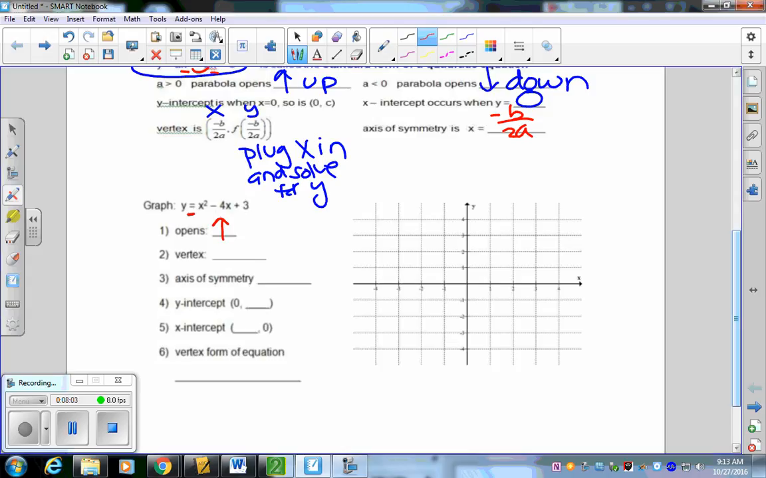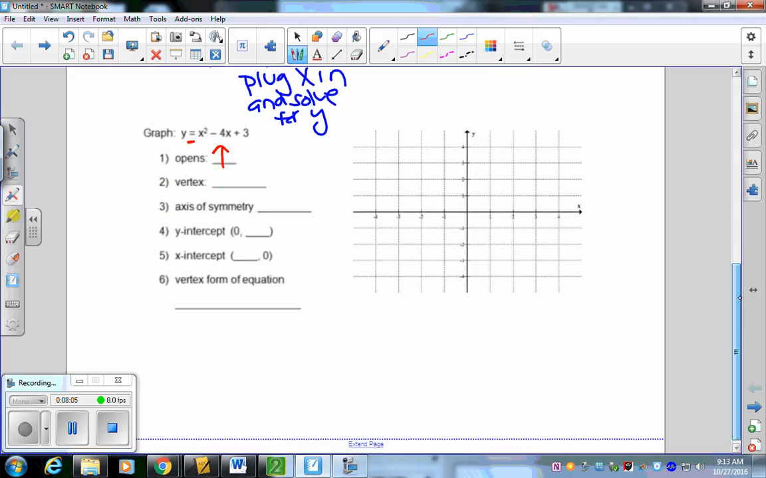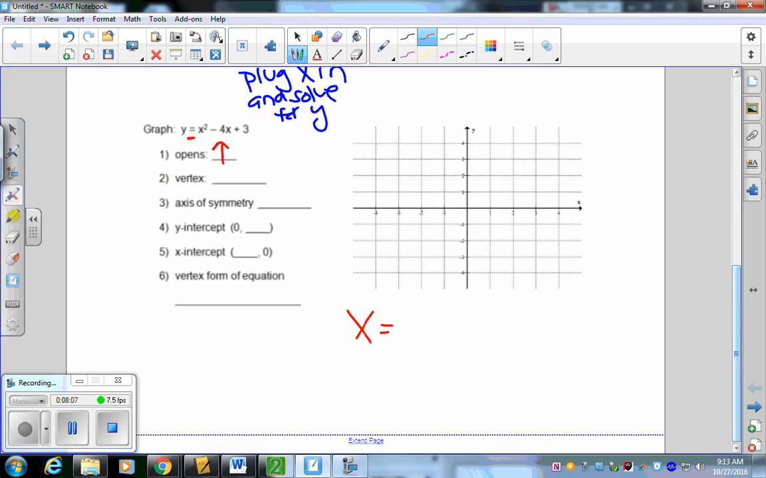So in order to do it, I'm going to come down here and do some work. We're going to do x equals negative b over 2a. This right here is going to give us my axis of symmetry. It's a line, and then it's also going to give me the x coordinate to my vertex. So let's take a look here.